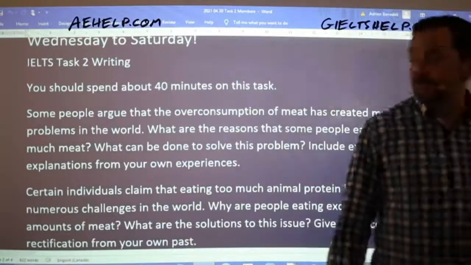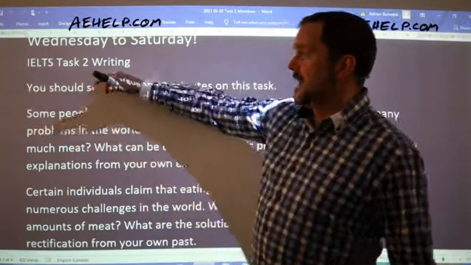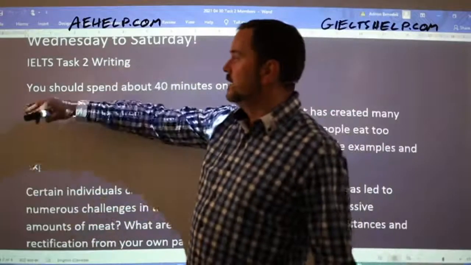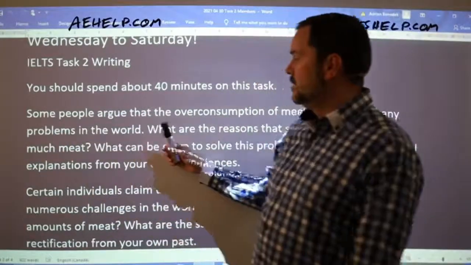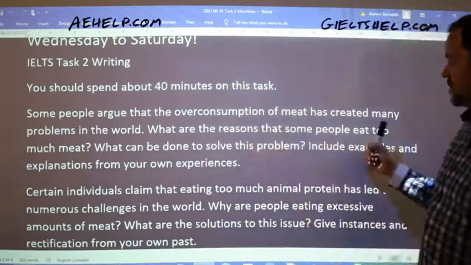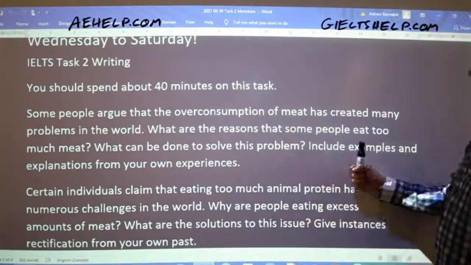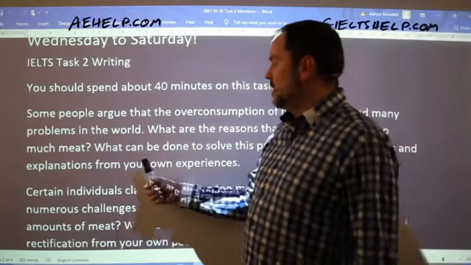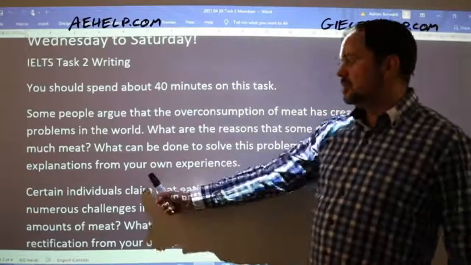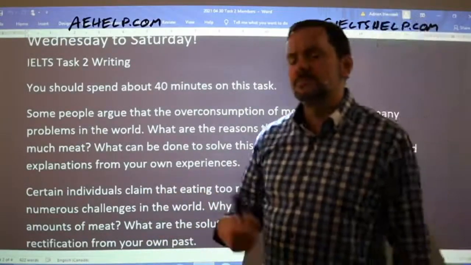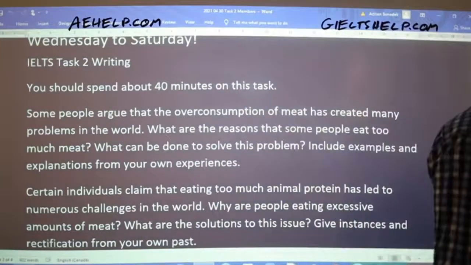As many of you remember, this was the question in yesterday's Task 2 class that we started. You should spend about 40 minutes on this task. Some people argue that the overconsumption of meat has created many problems in the world. What are the reasons that some people eat too much meat? What can be done to solve this problem? Include examples and explanations from your own experience. So this is first person voice. You've got to speak with the first person voice here.